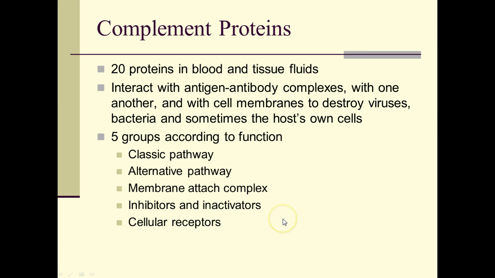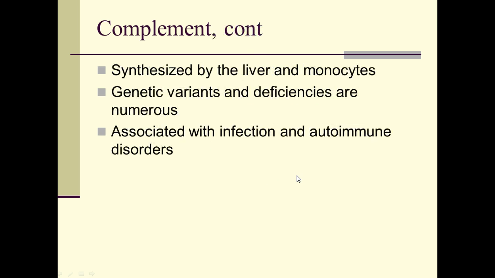Another type of protein are complement proteins. You're going to learn a lot about this in your immunology class in a couple quarters, but there's 20 proteins in the blood and tissues that work to destroy viruses, bacteria, or sometimes your own cells. There's different types of pathways involved in these complement proteins and how they destroy foreign organisms, but we're not going to go into detail here. Just know that the complement proteins destroy foreign invaders in the body. These are synthesized in the liver, just like all your other proteins are.